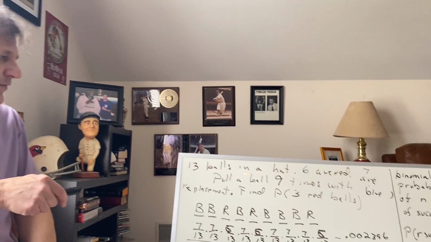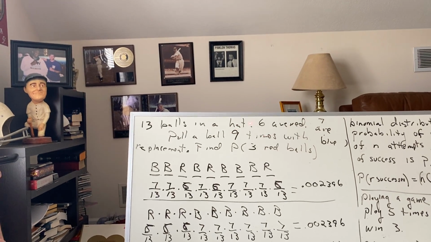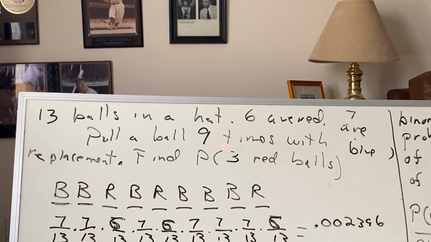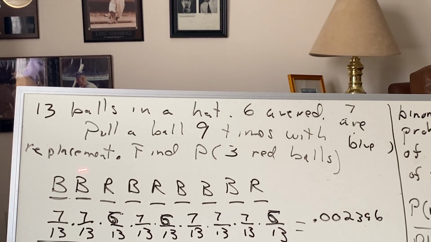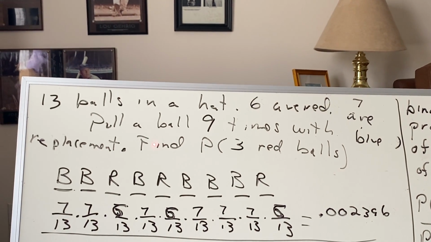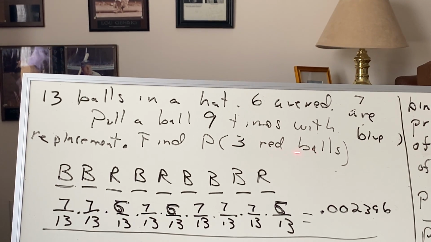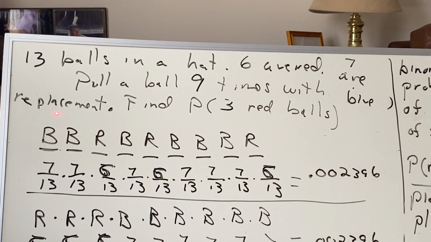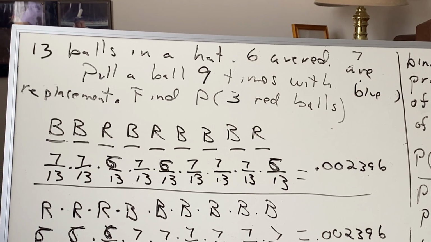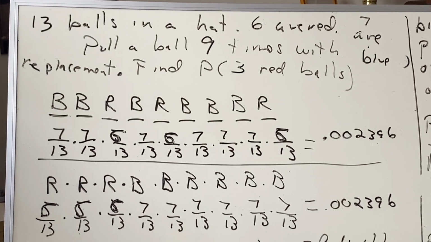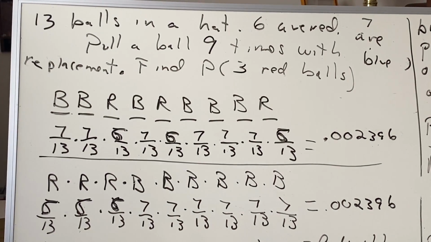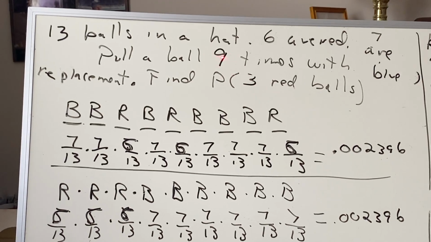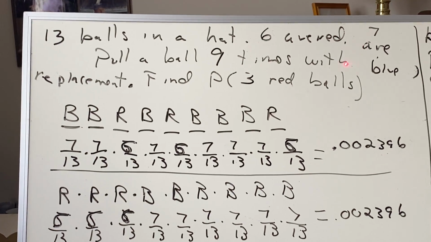All right, so let's say we have 13 balls in a hat. 6 are red and 7 are blue. And we're going to pull a ball 9 times with replacement. We want to find the probability of 3 red balls. Now, remember the idea of with replacement is that if you pull a ball and observe it, you put it back so that each time the probability is the same for pulling a red or a blue.